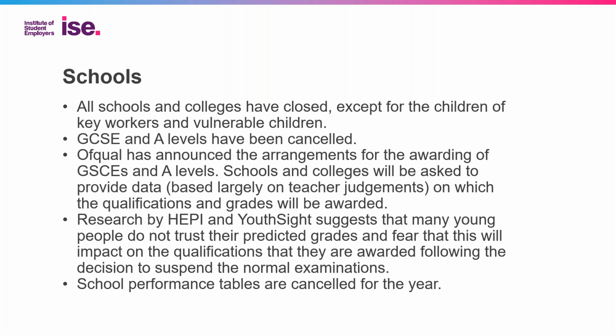However, there's some research that's come out from HEPI and Youth Sight which suggests that many young people are quite skeptical about this. They don't really trust their predicted grades. They fear that this will impact on the qualifications. And so there are some areas of concern, and we would expect that there would be more contestation of the results that people get. So people might be complaining, this is not a fair grade, and so on. And so that process might take a bit longer, but in theory, the GCSE and A-level approach should happen on the same sort of basis.